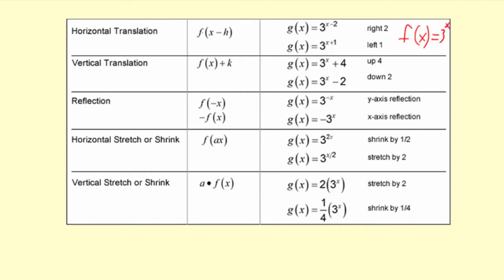Vertical translation, f of x, then plus k. Examples, 3 to the x plus 4, that's up 4. 3 to the x minus 2, that's down 2.